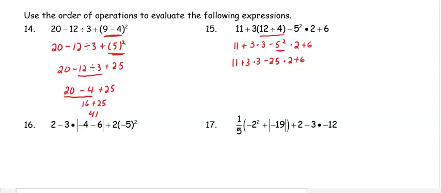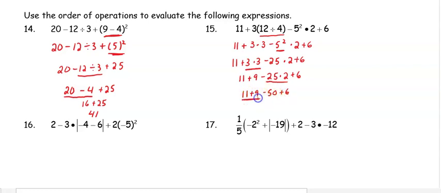Next, we're going to look for any multiplication or division. So we have two multiplications. We're going to do the first one that we see on the left, 3 times 3. So we have 11 plus 9 minus 25 times 2 plus 6. Then we have our other multiplication of negative 25 times 2. So we have 11 plus 9 minus 50 plus 6.